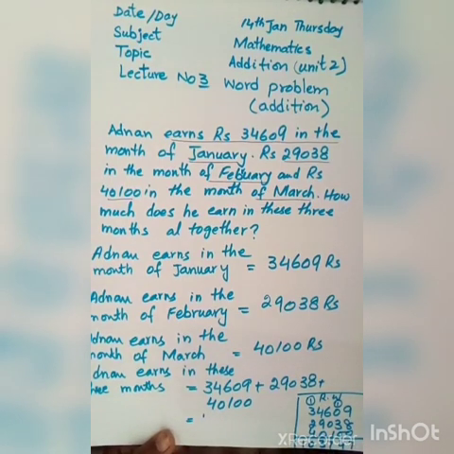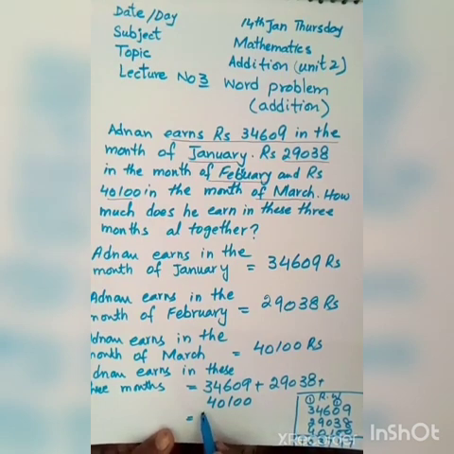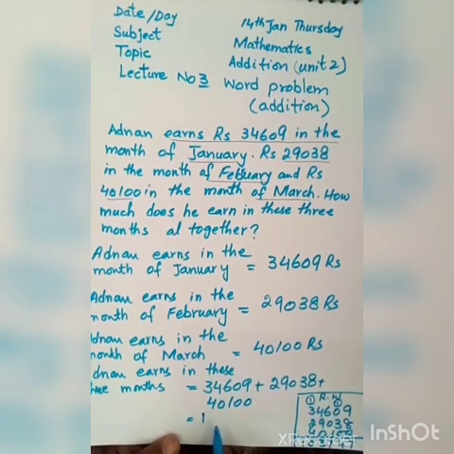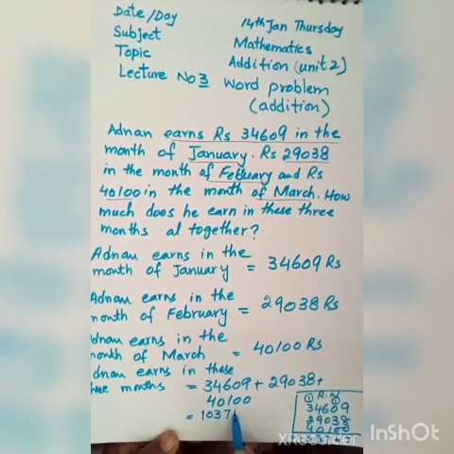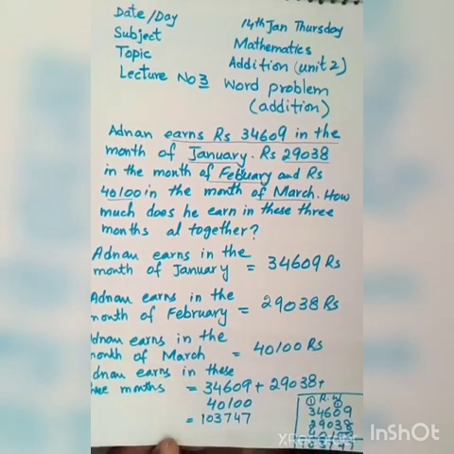Unit, tens, hundreds, thousands, ten thousands, lakhs. Sorry, unit, tens, hundreds, thousands, ten thousands, lakhs. So the answer is 103,747 rupees.